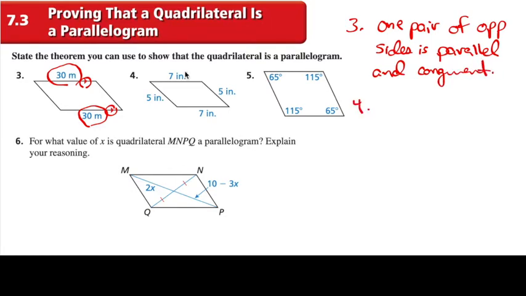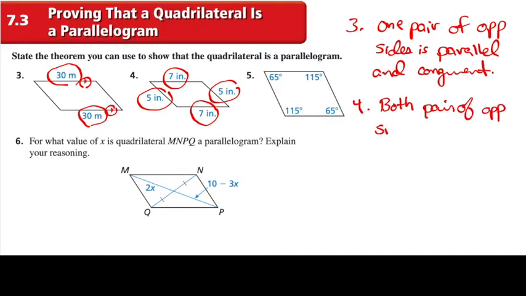Number 4, we see that we have two pairs of opposite sides that are congruent. So we're not working with just one pair of opposite sides, we're working with both pair. So we'll say both pair of opposite sides are congruent. Number 5, we see that opposite angles are congruent. So that's our theorem that we're using for number 5.